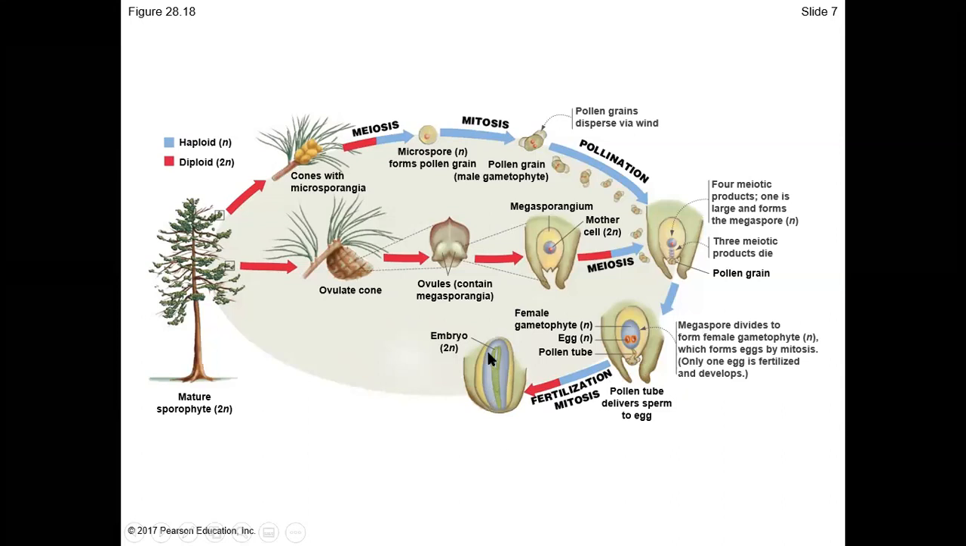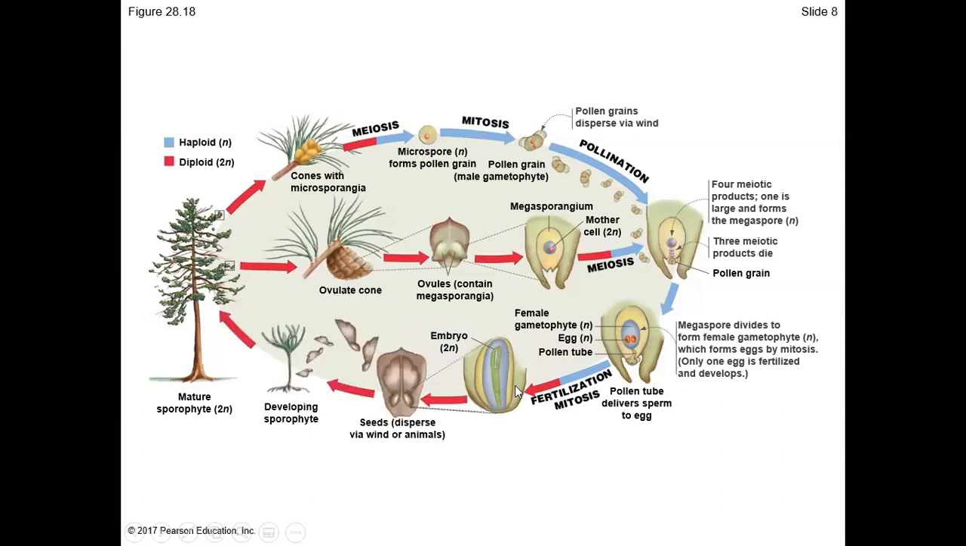The embryo will grow through mitosis, and remember this embryo is going to be diploid because we are combining our female haploid egg and our male haploid sperm to produce one diploid embryo. And this diploid embryo will continue growing within the megasporangia and turn into a seed. The seed will fly through the air, and when it lands in prime conditions, will begin to grow into the developing sporophyte and eventually become our mature sporophyte that is diploid still, and then the process starts over again.